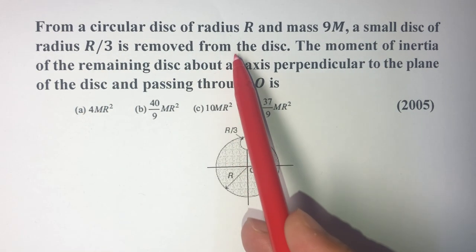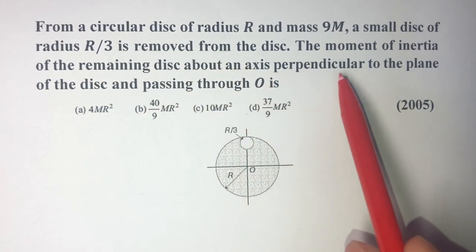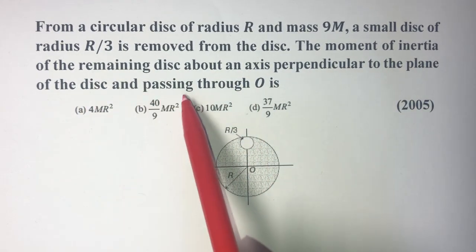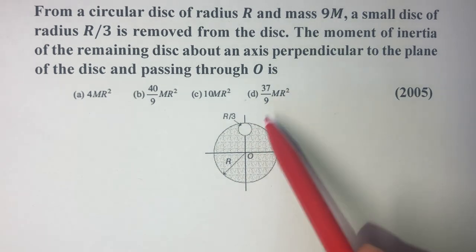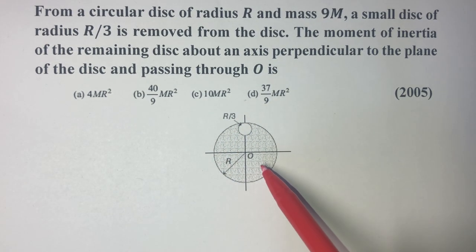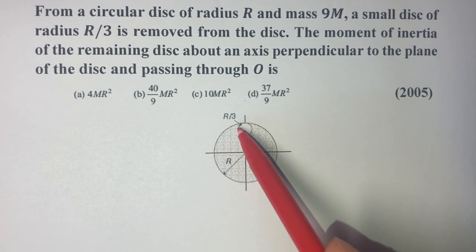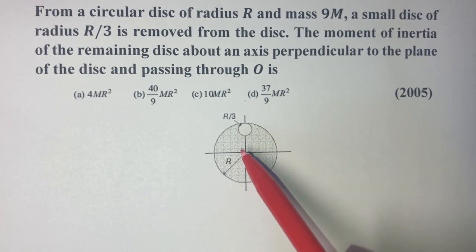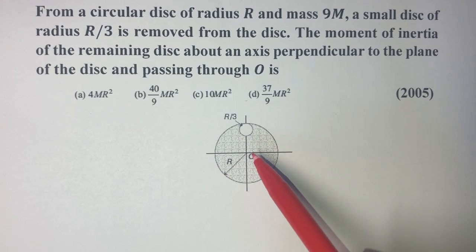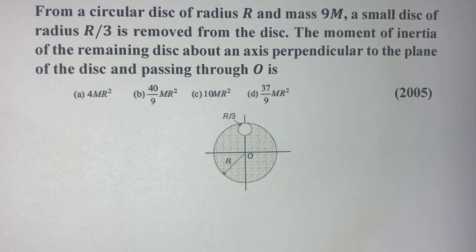In today's question, a circular disc of radius r and mass 9m has a small disc of radius r/3 removed from it. The moment of inertia of the remaining disc about an axis perpendicular to the plane of the disc and passing through O is. So we have a big circular disc of radius r and mass 9m, from which a smaller disc of radius r/3 is removed, and we have to find the moment of inertia of the remaining disc when the small disc has been removed.